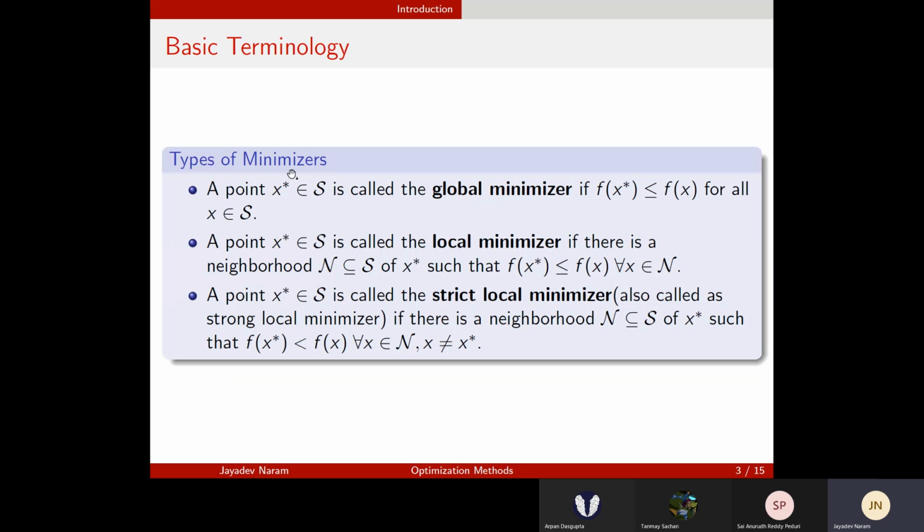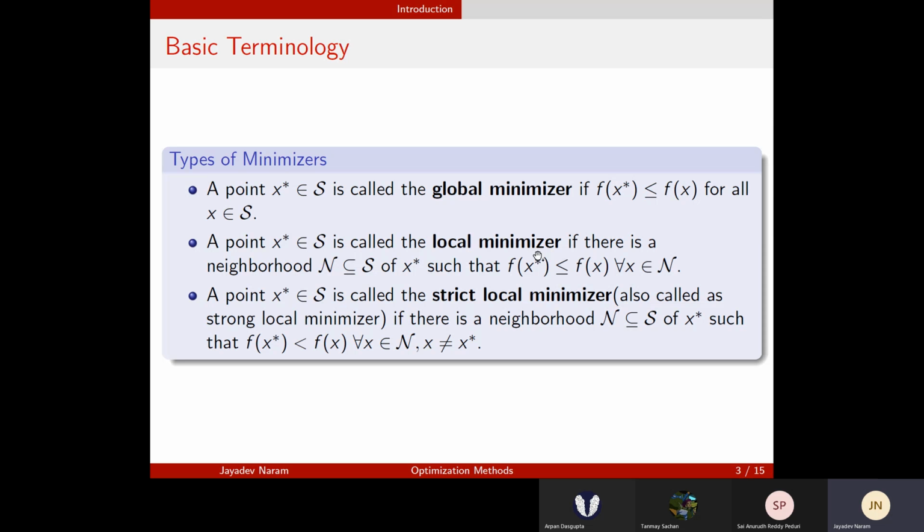What are the types of minimizers? What kind of solutions can we expect? One best solution that we can find is the global minimizer. It is a point in the domain, or in our case, it's just Rn. It's called a global minimizer if the function value at that point is the minimum over all the points in the whole domain. If that is the case, then we call it a global minimizer.